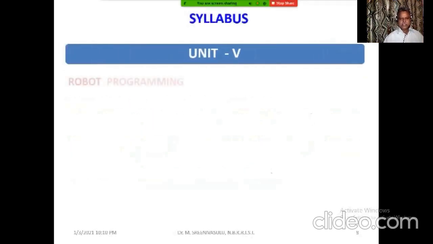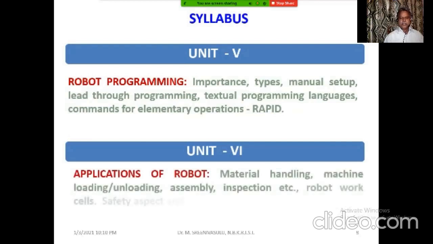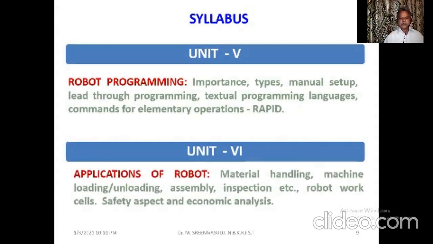Then coming to the unit 5 and 6, unit 5 is going to give the importance of robot programming types, then of course how exactly the manual setup is and how exactly the lead through programming is going to be, how the textual programming languages are, commands for elementary operations are going to be dealt over there. Then for simple applications we shall try to show you some programming aspects.